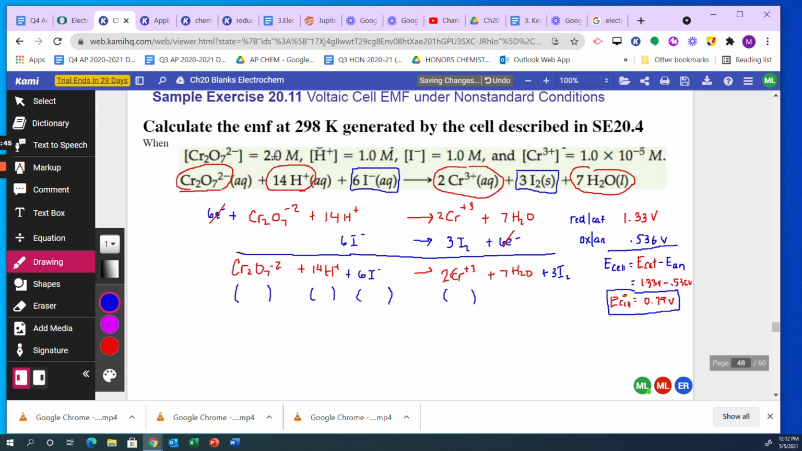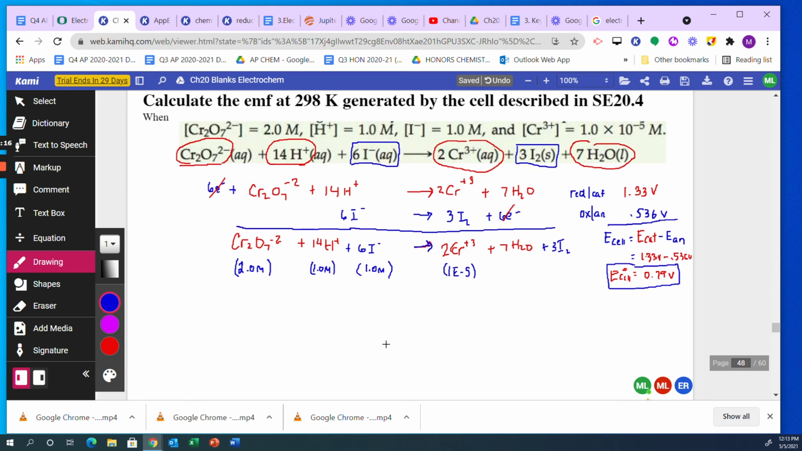Here it says that they made this one 2 molar, which is better, right? Again, the more reactants you have, the better. H plus is 1 molar. Let's see, Cr3 plus is 1.0 E negative 5. And it's really good that they have less products. It'll drive the reaction to go to the right. That's nice. I like that. And then 6 I minus, oh, right here, 1 molar. So they didn't really change that.